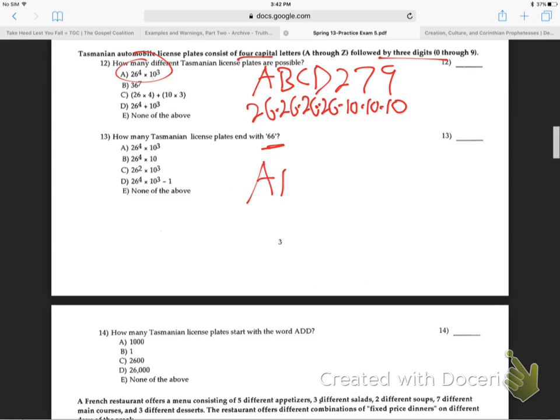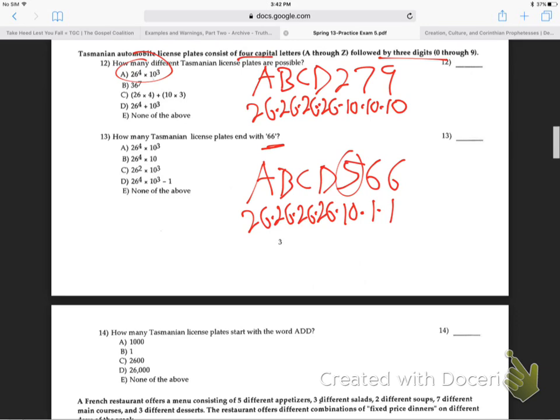Number 13. End with 66. So if you got to end with 66, A, B, C, D, 5, 66. All right. How many options? 26, 26, 26, 26. Right here, you can pick anything you want, 10. But here, only 1 and 1. Make sense? You can pick any digit you want here, but then the last 2 have to be 66, so there's one option, one option. So multiply that together. 26 to the 4th times 10. Yeah, B.